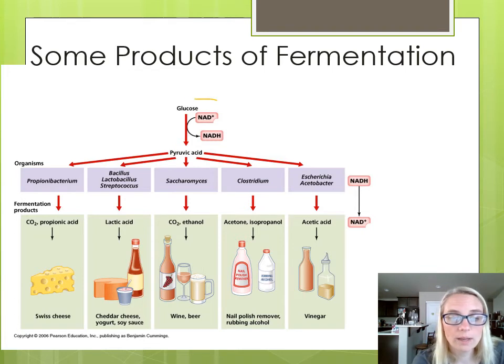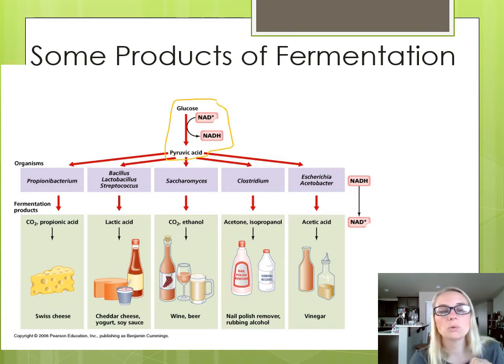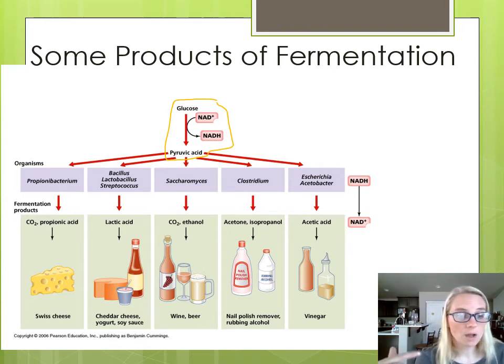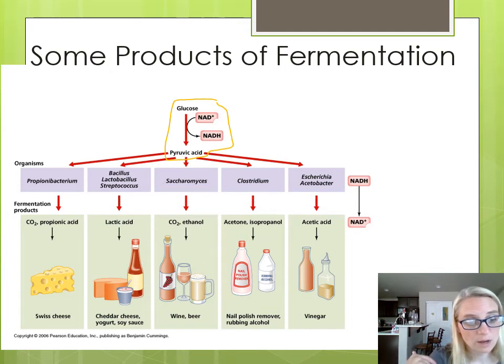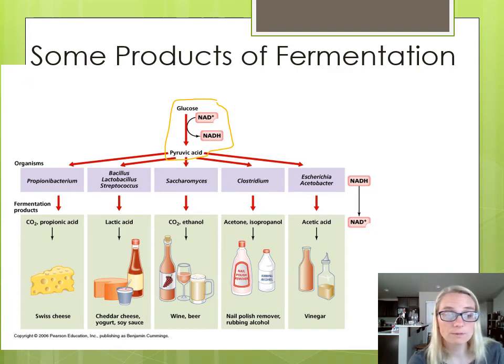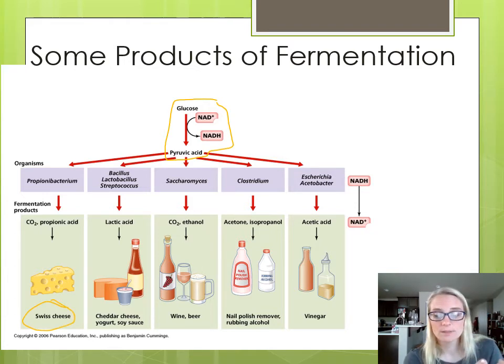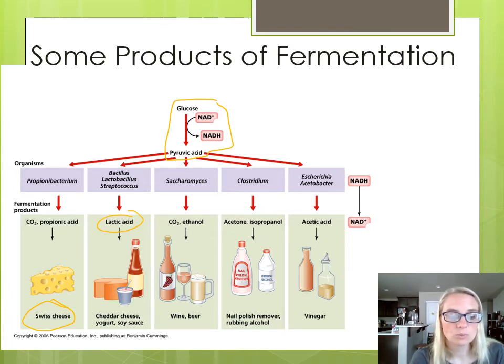So here is our quick, if glycolysis was only one arrow simple, but it's showing you that NAD plus gets reduced into NADH in the process of glycolysis, producing the pyruvic acid. So some organisms of the Propionibacterium genus probably ferment the sugars into carbon dioxide and propionic acid, yay, which makes Swiss cheese. Cool. Bacillus, Lactobacillus, and Streptococcus bacteria ferment sugars to make lactic acid, which can produce fermentation products of cheese like cheddar cheese, yogurt, and soy sauce.